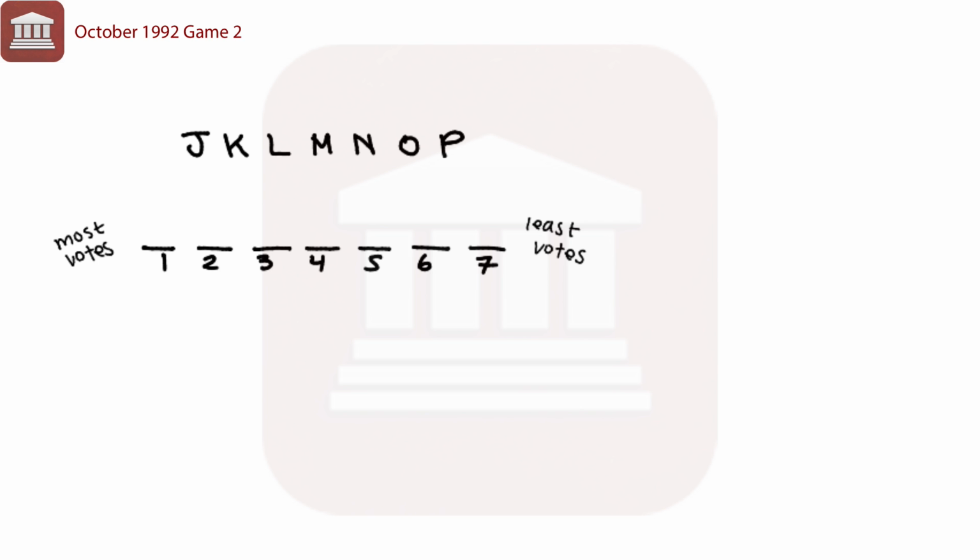J received more votes than O. So that means that O cannot be ranked first and J can't be ranked last. Rule number 2, O received more votes than K. So that means K cannot be ranked first and O can't be ranked last.